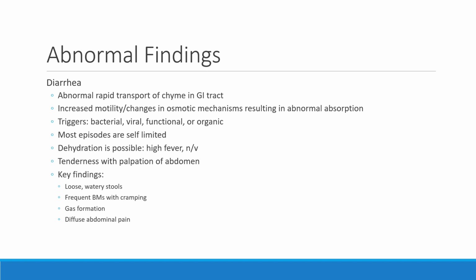Diarrhea, which is abnormal rapid transport of chyme in the GI tract. We have increased motility and changes in osmotic mechanisms resulting in abnormal absorption. Triggers can be multifaceted, including bacterial, viral, functional, or organic. Viral gastroenteritis is the most common cause. Most episodes are self-limited and don't need any treatment, but dehydration is possible, especially with high fevers and nausea and vomiting. Many times when people have diarrhea, they have tenderness with palpation of the abdomen.